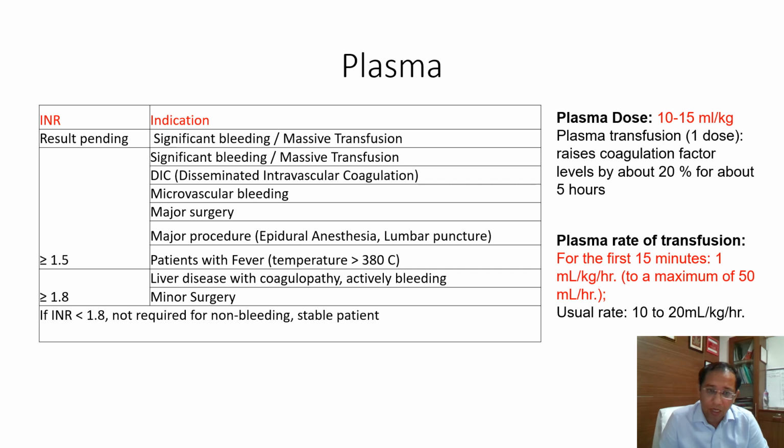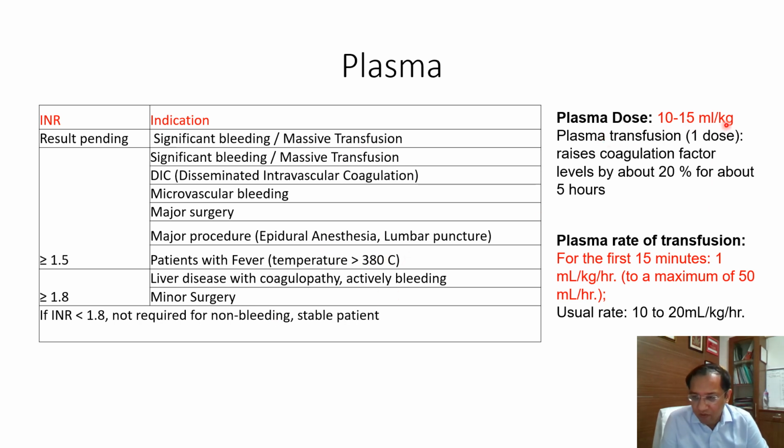Now coming to plasma. The most common indication is when there is massive transfusion or significant bleeding, or if your PT INR is raised. Once your PT INR is less than 1.8 and the patient is stable and not bleeding, you do not require plasma. If it is between 1.5 and 1.8, then you need to see specific conditions in which you need to give plasma.